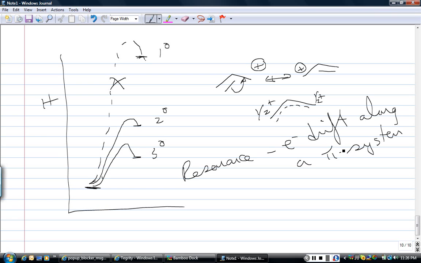So induction is electron drift along a sigma system. Resonance is electron drift along a pi system. Resonance is a much more potent stabilization mechanism than is induction. And the reason is because resonance involves the drift of electrons that are pi or that are lone pairs.